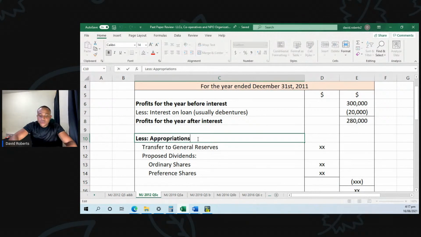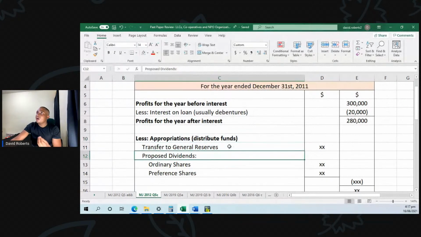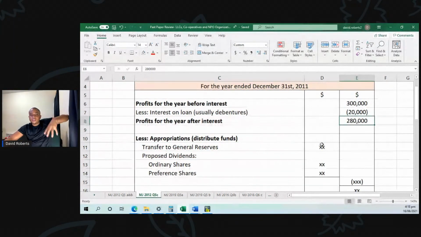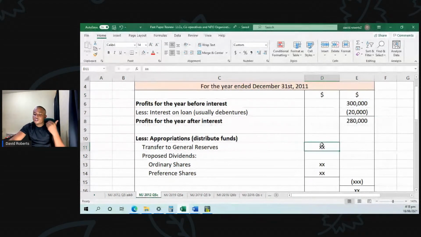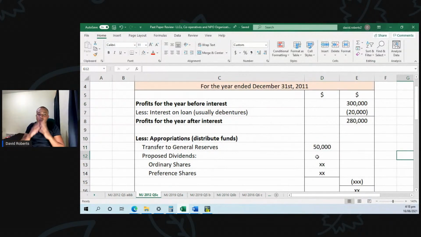They're going to appropriate from that, or what we call distribute. You don't call it distribute, but think of it like that. You're going to distribute funds to different places, and where do we distribute it to? We distribute it to the different reserves. In this question, we have a general reserve. Once you transfer money from the profits and put it into reserve, into storage, you must take it out. Let's say we must transfer $50,000. The board of directors, remember from part A, whose role is to run the business, say we need to transfer $50,000 to the general reserve. That $50,000 will be taken out from the $280,000.